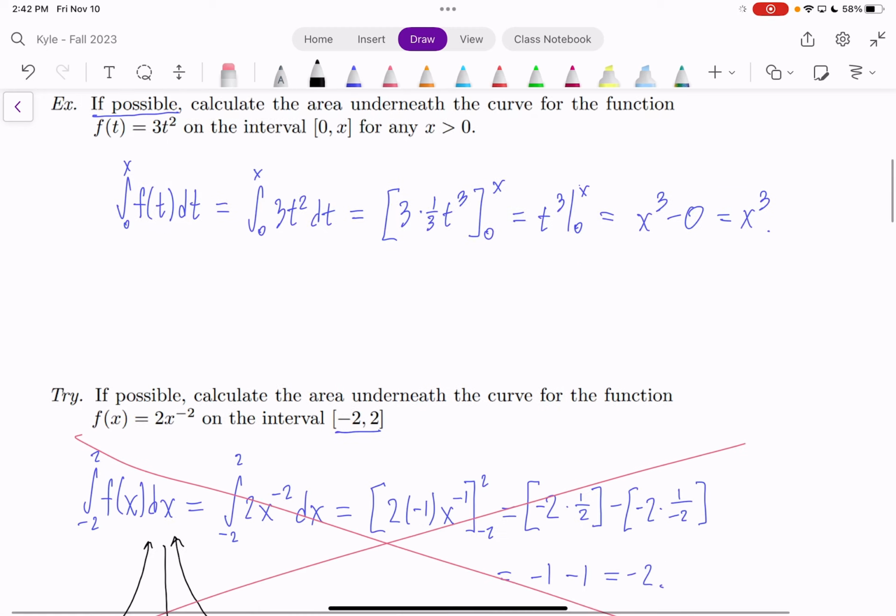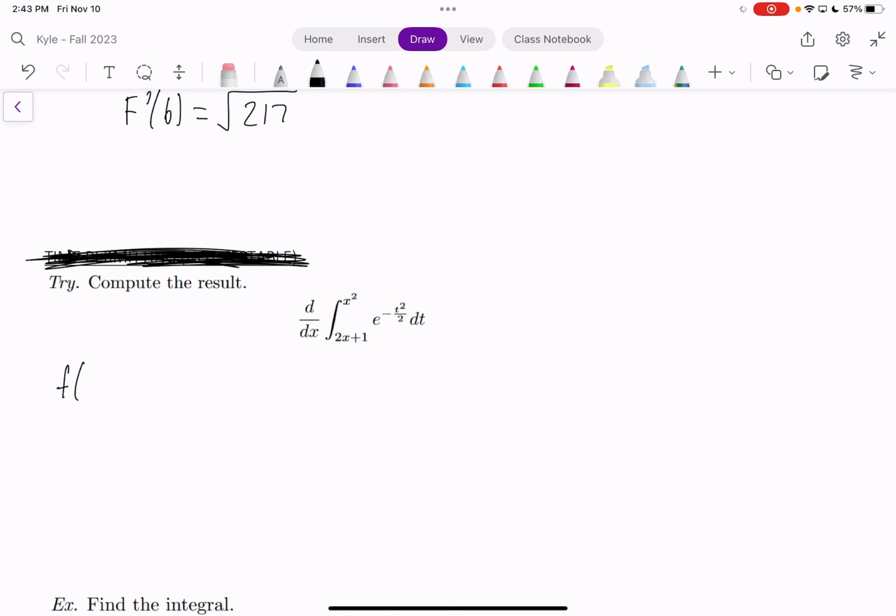So remember, let's try this. I'm going to generate a new function called f of t, and I'm going to make our new function just be the inside, e to the negative t squared over 2. Okay, cool. Now this derivative of the integral is going to turn into the derivative of the integral of f of t dt. Now, by the fundamental theorem of calculus part 1, this is going to be equal to F of x squared minus F of 2x plus 1 for some antiderivative F.